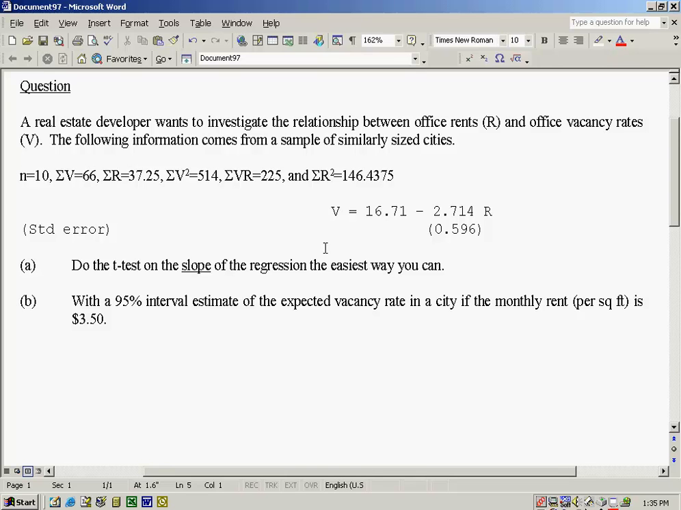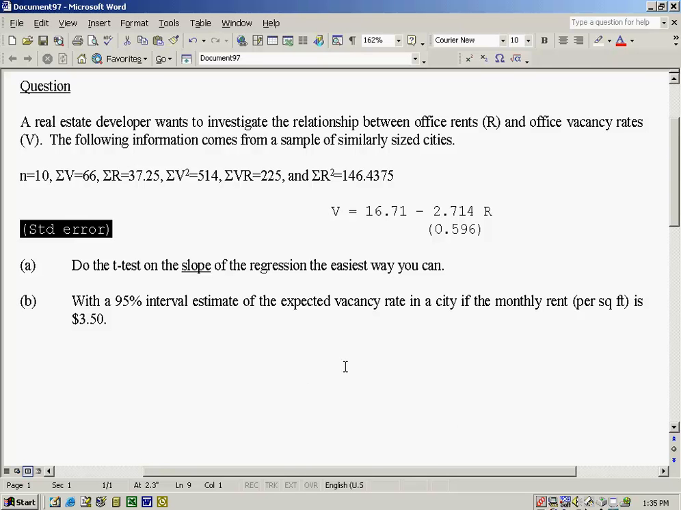A real estate developer wants to investigate the relationship between office rents, which they're going to call R here, and office vacancy rates V. The following information comes from a sample of similarly sized cities. So we have N is 10 and sigma V is 66, etc. We're given that V is equal to 16.71 minus 2.714 times R, and below that we're given that the standard error is 0.596. Let's look at part A since we can do that already.